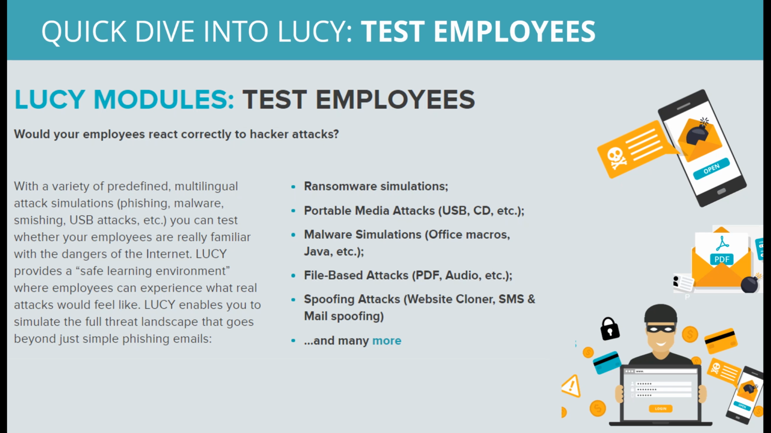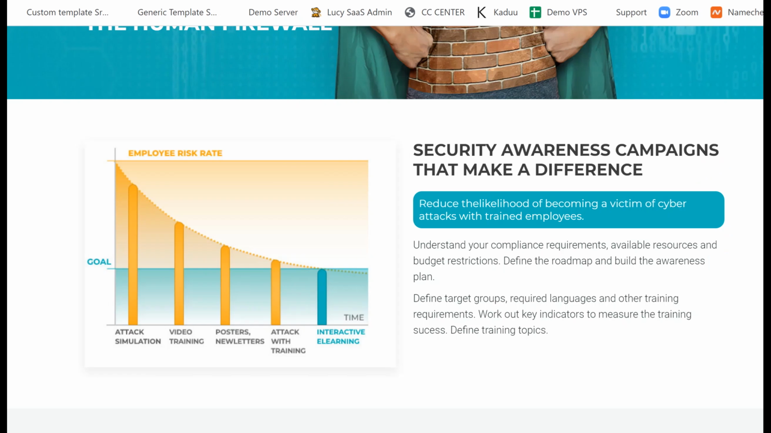But how do you actually roll out a user awareness campaign in your organization? This is something which is usually a long-term project. You start by defining where you want to be at a specific time, and normally you define a time frame of about a year. We call it the employee risk rate, where you define what is an acceptable risk rate for your organization. You could start with an attack simulation to find out what's the baseline, how good the users are already trained towards phishing.